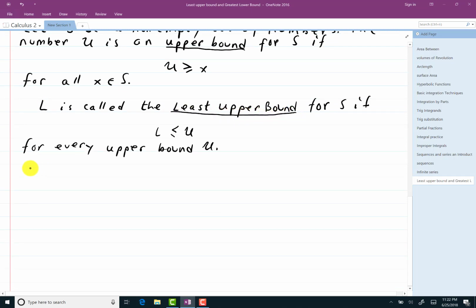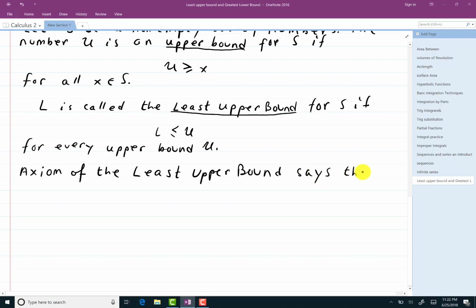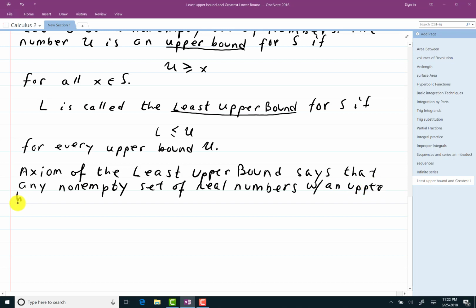Then what we have is the axiom of the least upper bound, which says that any non-empty set of real numbers with an upper bound has a least upper bound.